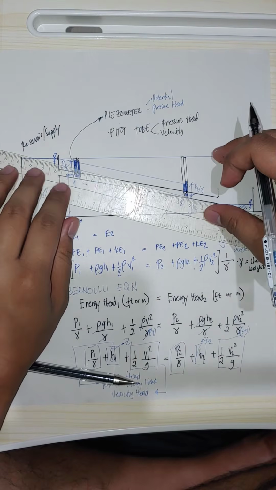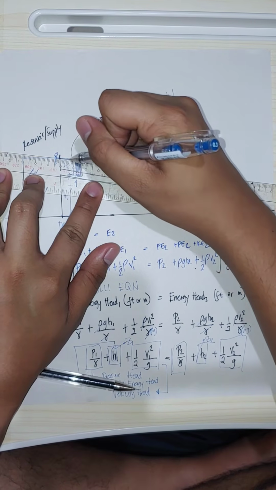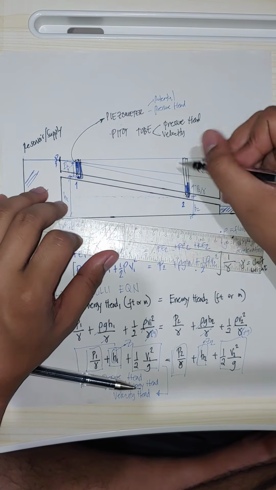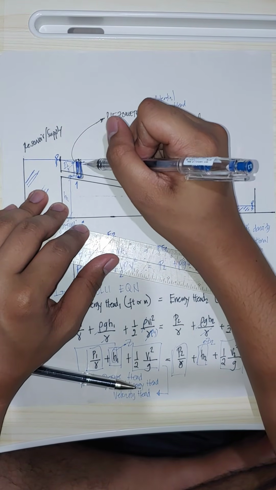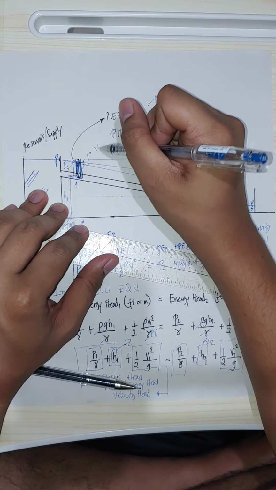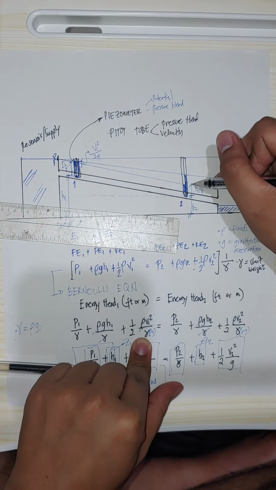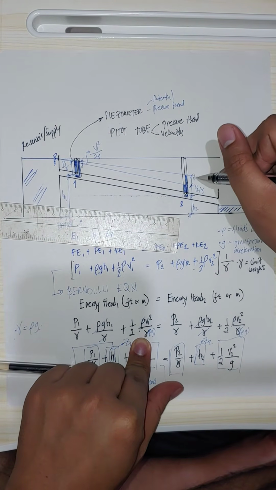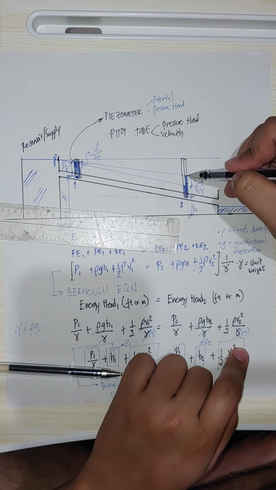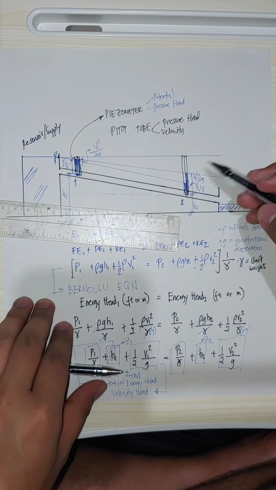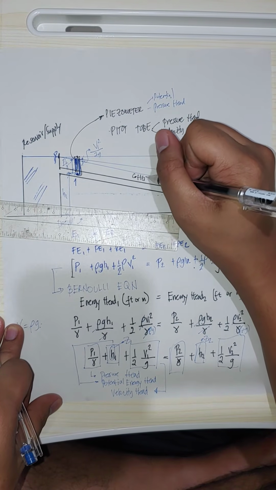So if you create a line here from the first point, let's see if we connect it. This additional reading here is V1 squared over 2G, which is this one. And this additional line is V sub 2 squared over 2G, this one. The line connecting the piezometer readings is the hydraulic grade line, HGL.